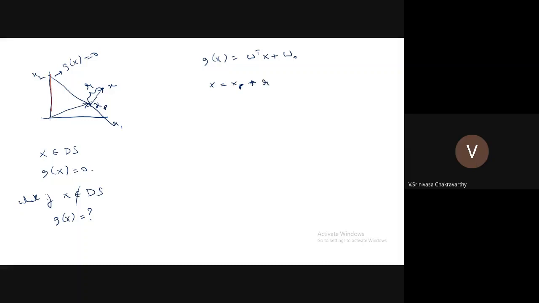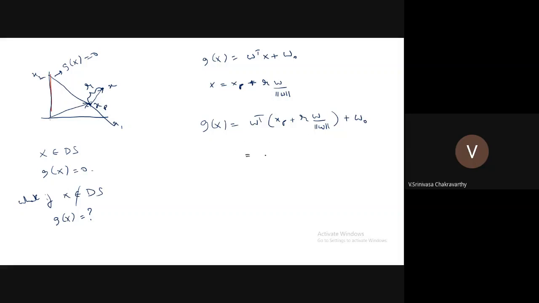And what's the direction of this vector? Anybody? Along w's. Yeah, perfect. So that will be w by mod w, because this is a unit vector in the w direction. So I can express x like this, and I want to now plug this into g of x and see what happens. So g of x is equal to w transpose xp plus r w by mod w, plus w naught.